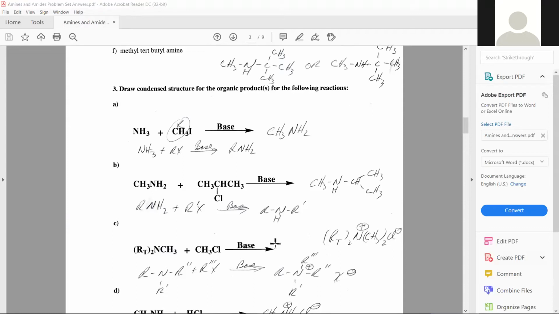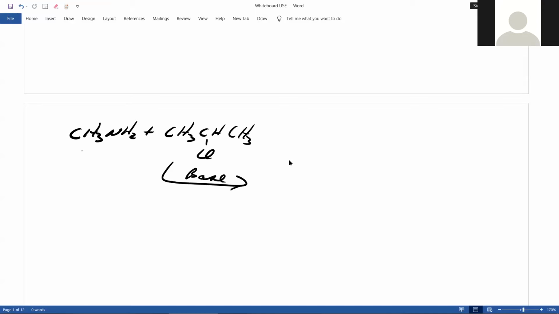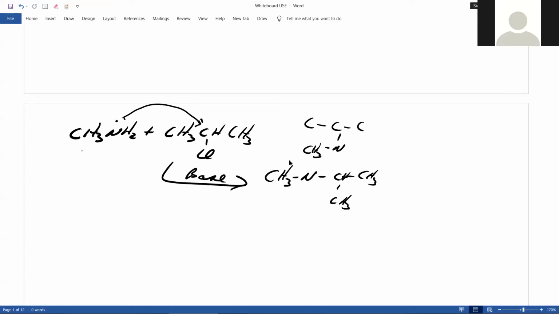Let's look at this again. And this attacks and bonds to the carbon with the halogen. So the right answer, and there are many ways I could write it, this would be 1. Remember, there's 3 bonds to nitrogen, and if there isn't, you put in a hydrogen, just like you did with carbon that has 4 bonds.